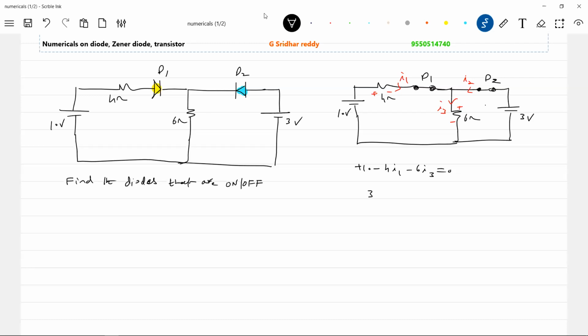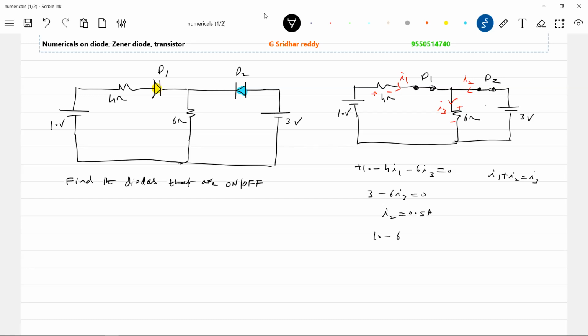Then 3 minus 6 I3 equal to 0. Solve this, we'll get I3. If you substitute I3, you'll get I1. Then I1 plus I2 equal to I3. So I3 equal to 0.5 ampere.